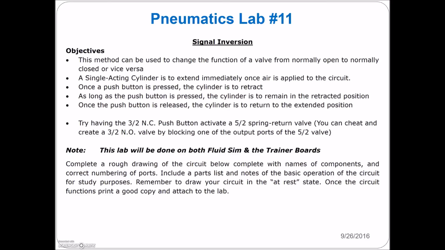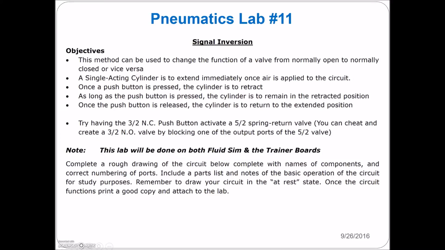Okay, so it's the exact opposite of what we were doing before, using a 3-2 and a 5-2. Normally, if we hit the button, that would extend the cylinder. Let go of the button, and it would retract the cylinder. We're doing the exact opposite, in that the cylinder is already extended as soon as we put power to the circuit. By pressing the 3-2, it's going to retract.